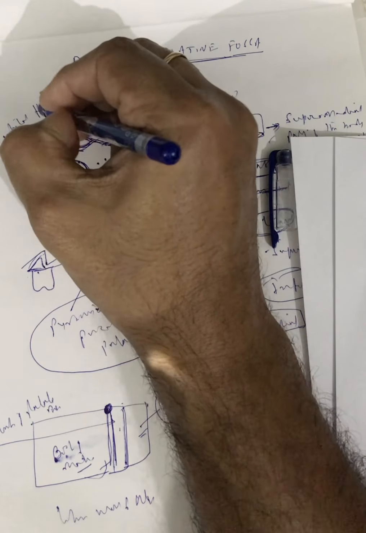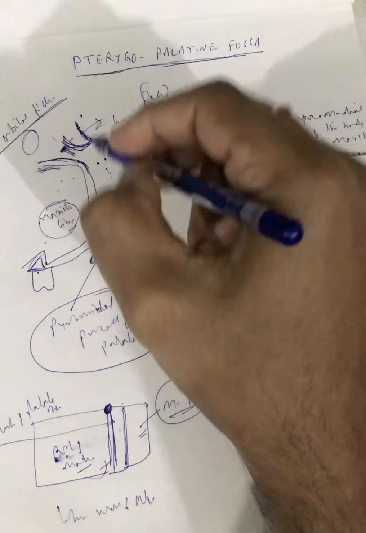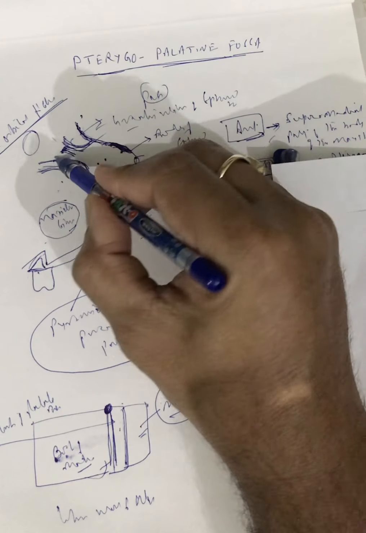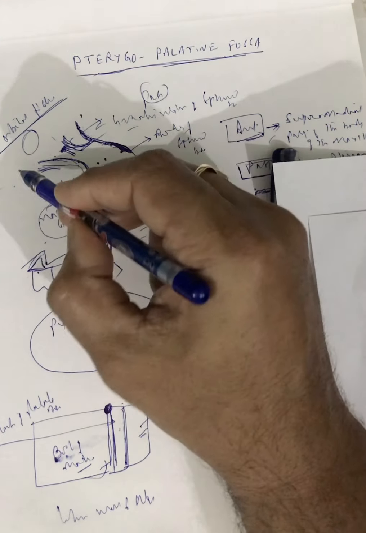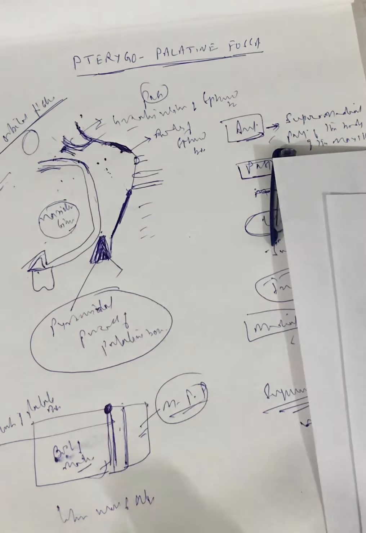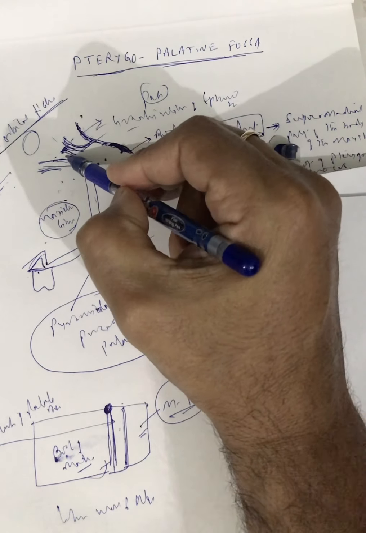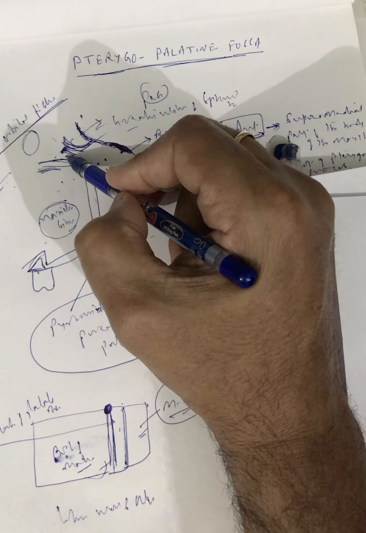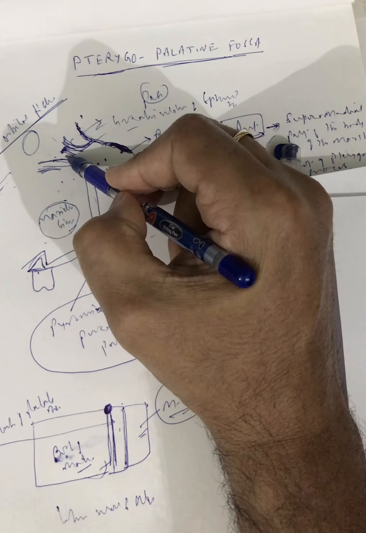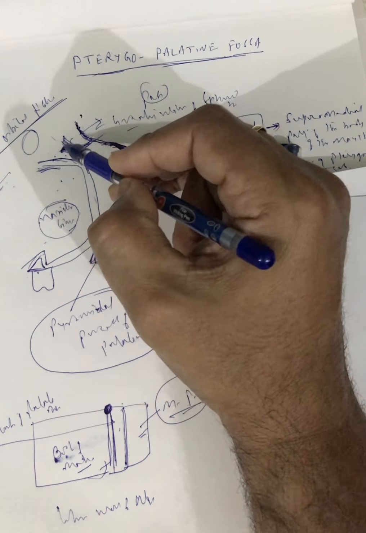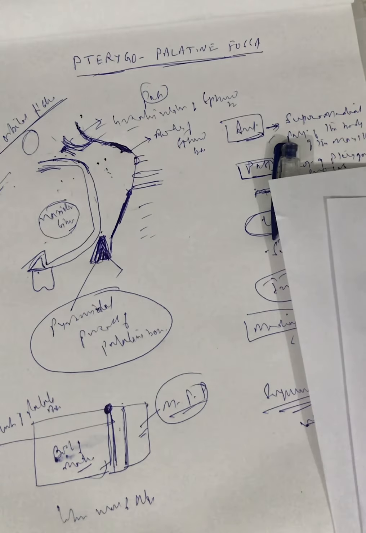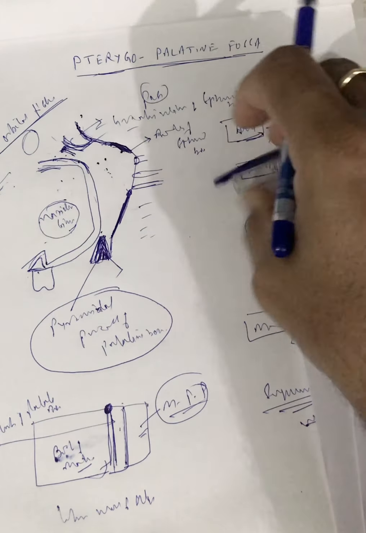Infraorbital fissure, through which the infraorbital nerve and the vessel pass to the orbit, and ultimately come to the face. So this is the infraorbital fissure through which it communicates with the orbit.